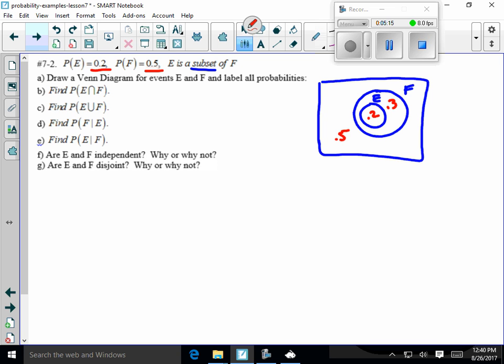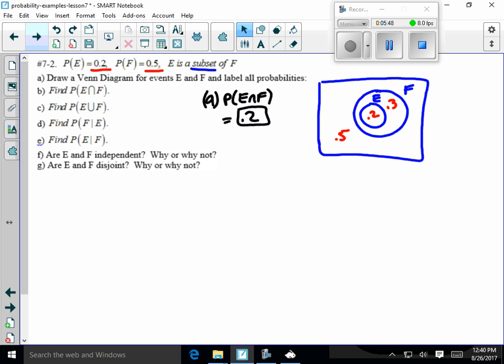Okay, let's go ahead and use it to solve these probabilities. So the first probability, A, is to find the probability of E and F, right? That 'and' means the intersection. That means you have to be inside the E circle and also inside the F circle. Well, the entire E circle is inside the F circle, so really that would just be everything inside the E circle. And so just by inspection from that, it would be equal to the probability in the E circle, right?